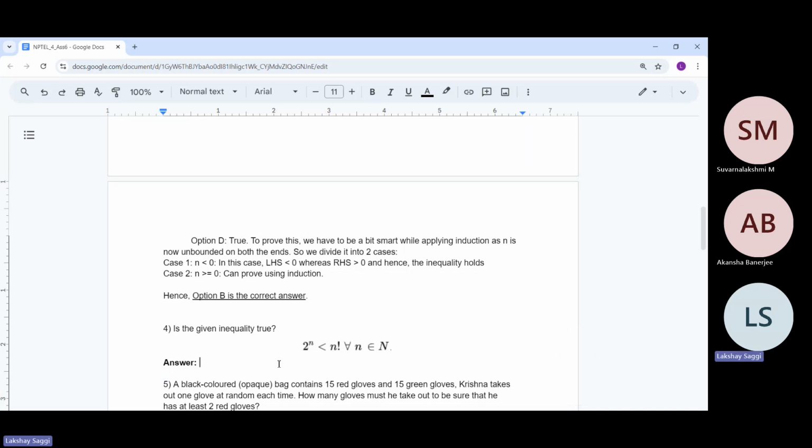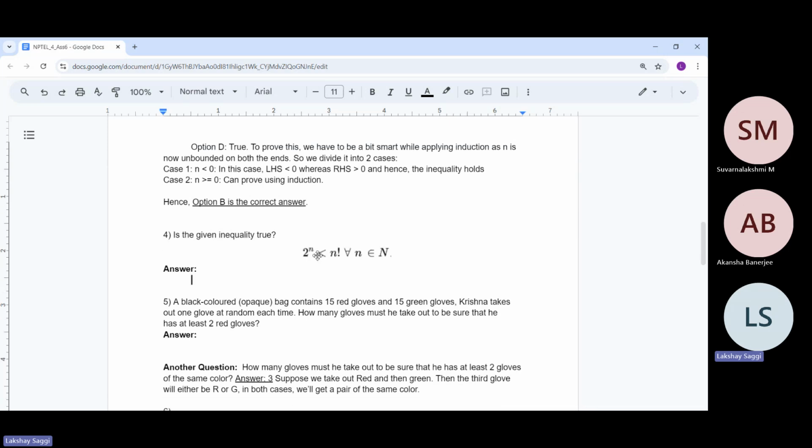Now let's come to the fifth question. The fifth question asks whether the given inequality is true. The inequality says that 2 to the n is less than n factorial for all n belonging to the set of natural numbers. Again, I believe this is somewhat straightforward, because it can be seen that for n equal to 1, this fails to hold. The left side becomes 2, whereas the right side becomes 1.